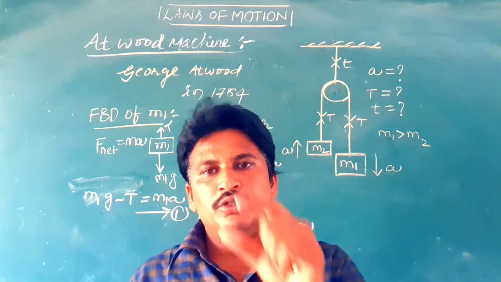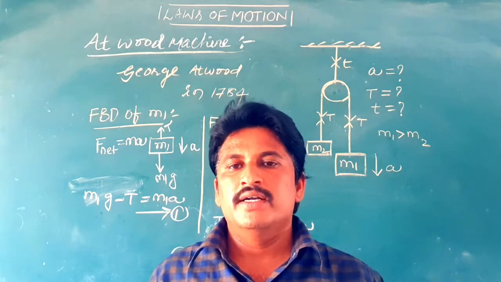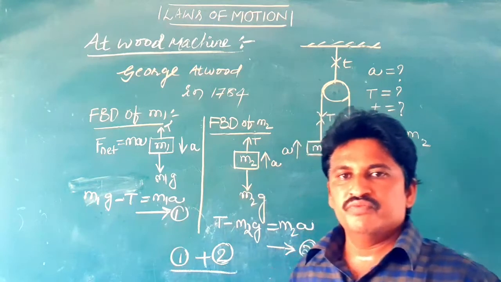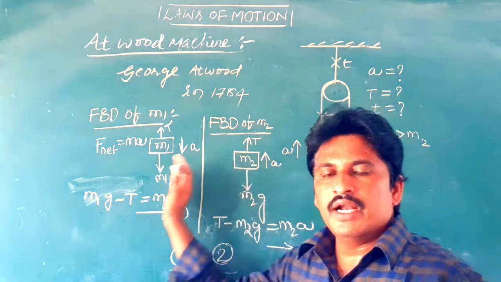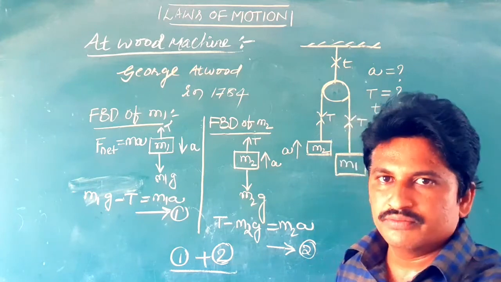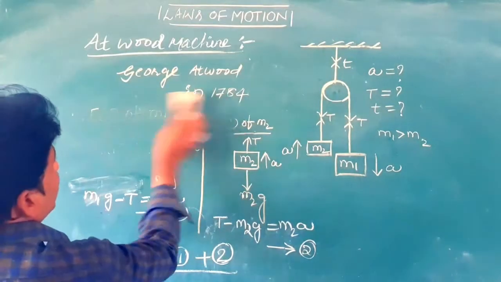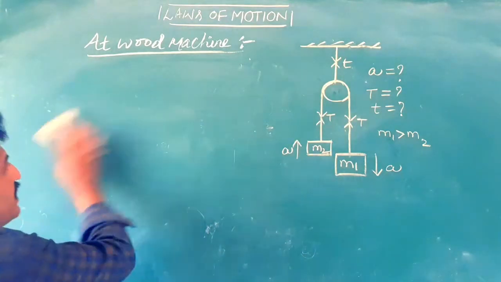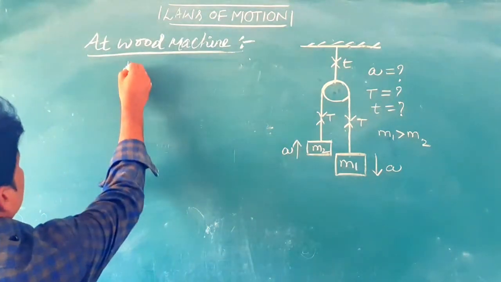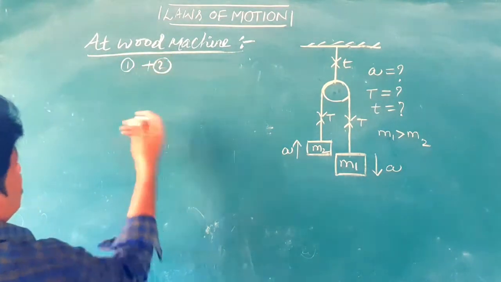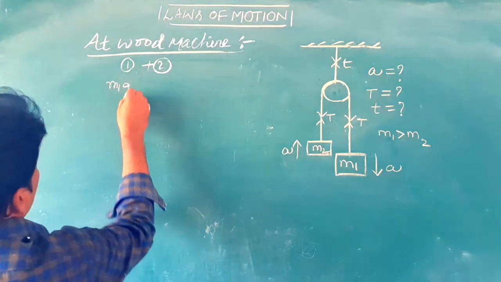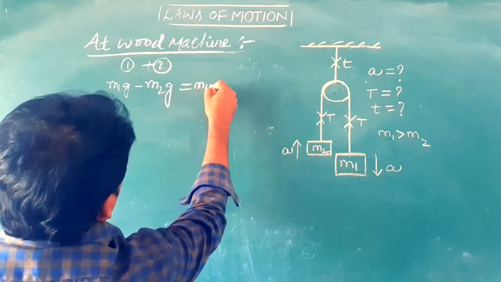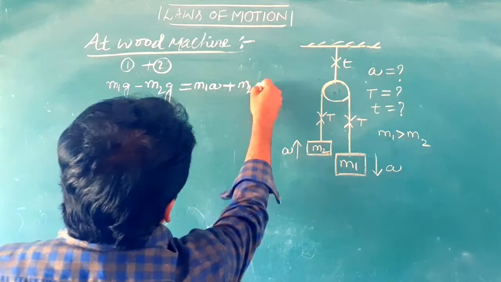Remember students, while adding the two equations, you must add the left side of the equation to the left side of the next equation, and the right side of the equation to the right side of the next equation. Then only you will get the correct result. See here, adding these two equations, T gets cancelled. M1g minus M2g is equal to M1a plus M2a, students.